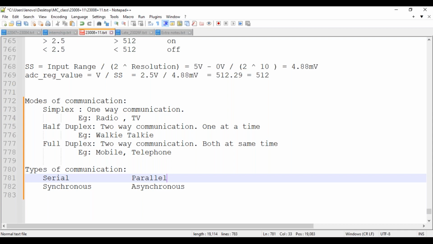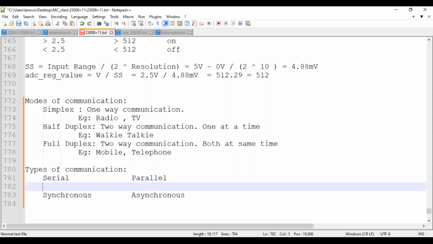Then wired and wireless is where the connection is established in hardware with a wire. That is wired communication. If the connection is happening through Ethernet or the network, we call it wireless communication. Now, all the communication protocols we are going to study are wired communication, where you establish the communication with the help of wires. Now, what is the difference between serial and parallel communication?